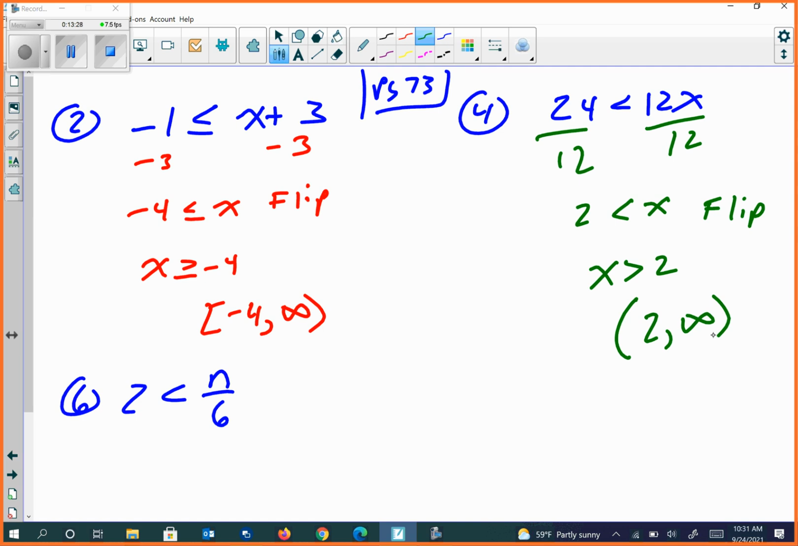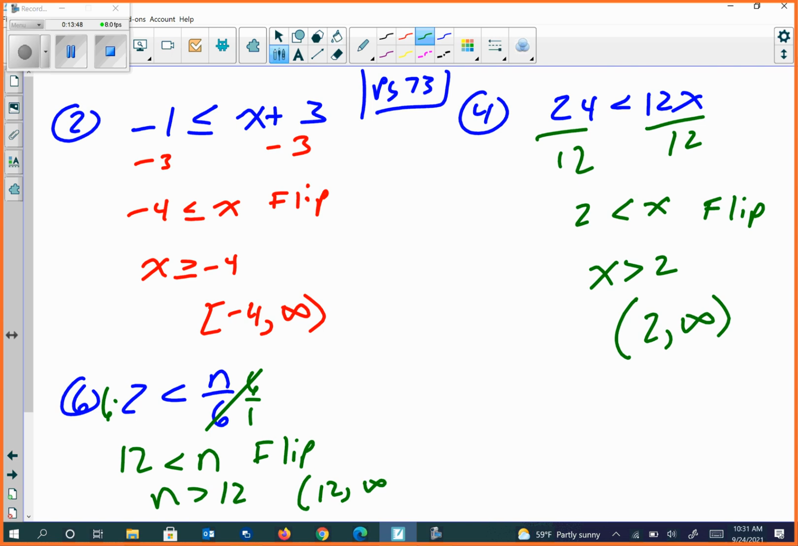What should I do on number 6? Yeah, multiply that by 6 over 1 and that by 6. Those cancel. So I get 12 is less than n. Flip it over because it'll tell you which direction to go. So I want values bigger than 12. So rounded bracket at 12 to infinity. And it is all done.